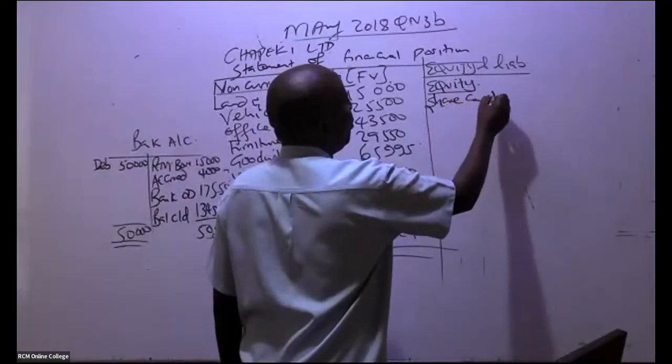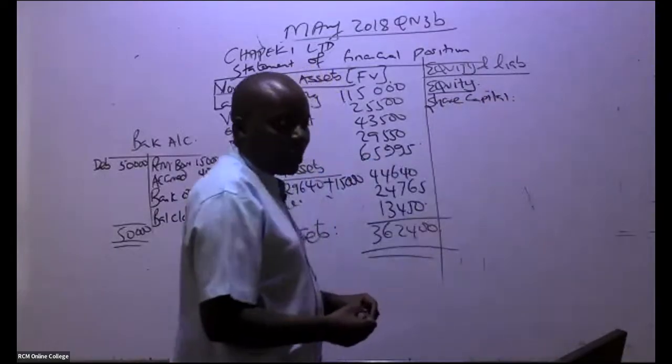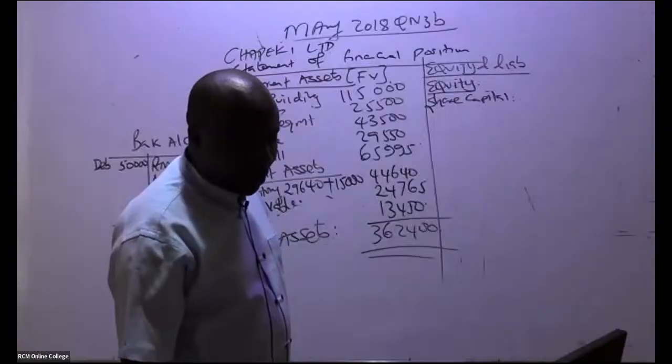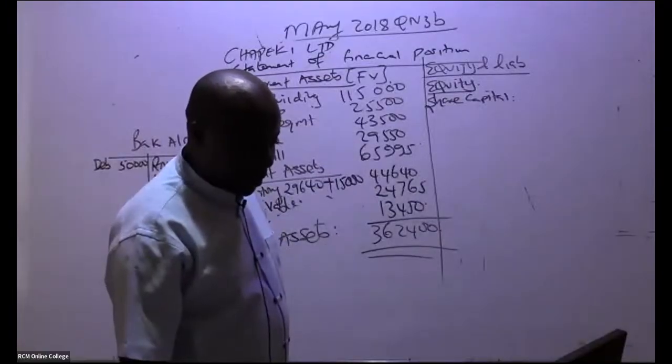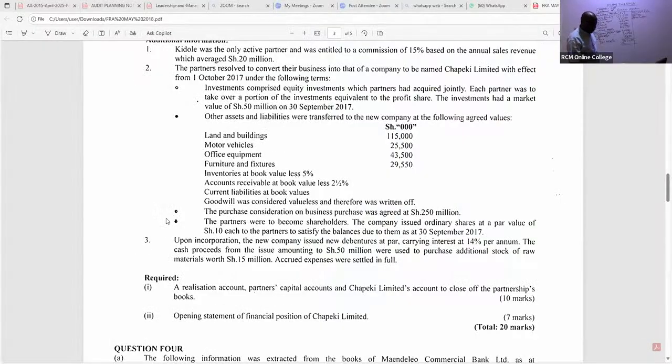So equity, go to note number 3. They told us something about this share capital, that we never paid the partners. The purchase consideration was not cash. We are told here, note number 2 actually. The partners resolved to convert their business into that of a company to be named Chepeki Limited with effect from 1st October 2017.